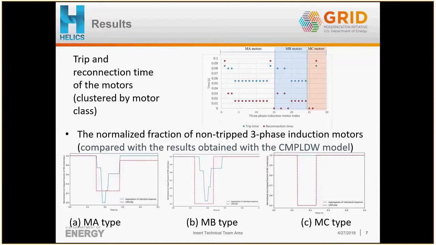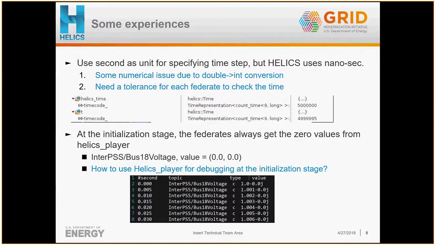So this is an initial set of results, and what I'm going to focus on in the next few minutes is sharing some of the experience I learned, as a kind of feedback to Phil and other developers of HELICS. One thing I observed is that we now use a second as the unit for specifying the time steps, but internally I found HELICS using nanoseconds, right?